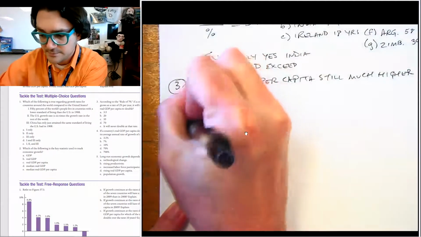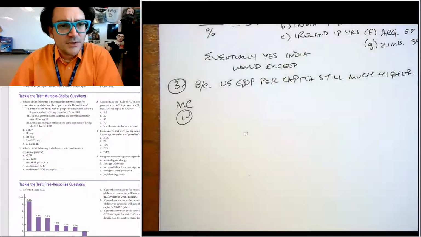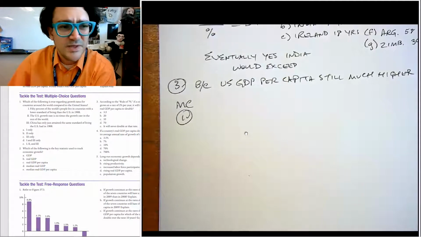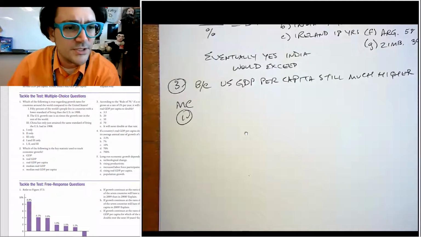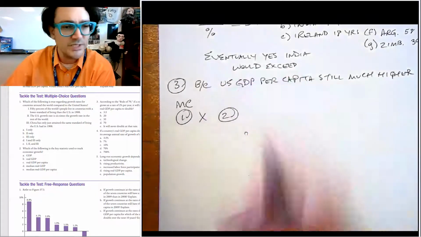So now we're going to do the multiple choice. Which of the following is true regarding growth rates for countries around the world compared to the United States? 50% of the world's people live in countries with a lower standard of living than the U.S. in 1908. This is a dumb question. U.S. growth rate is 6 times the growth rate in the rest of the world. No. This is a dumb question.